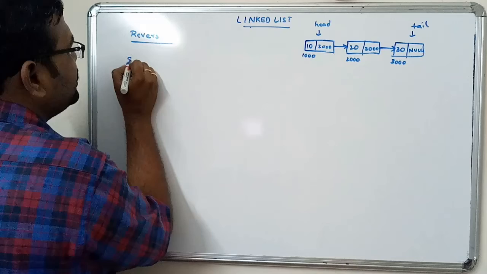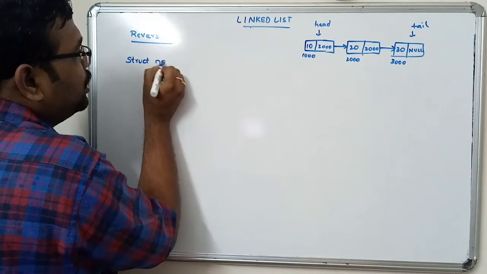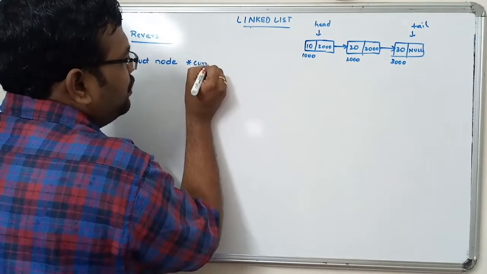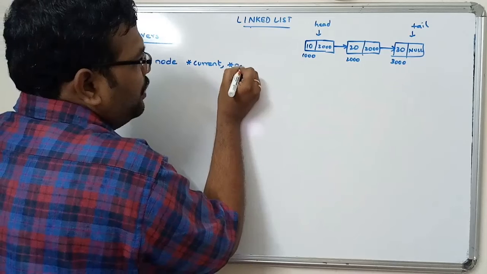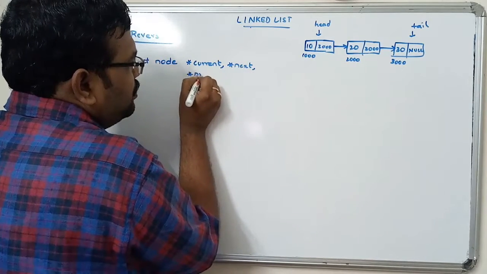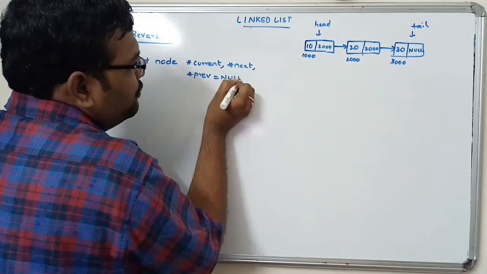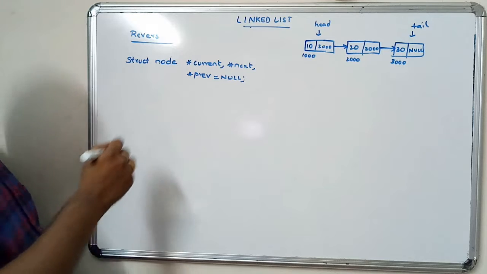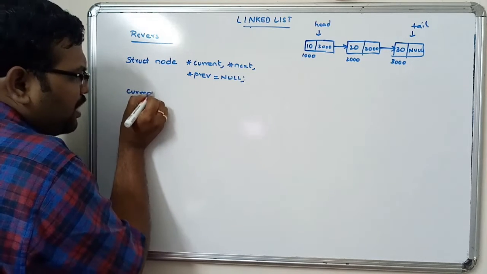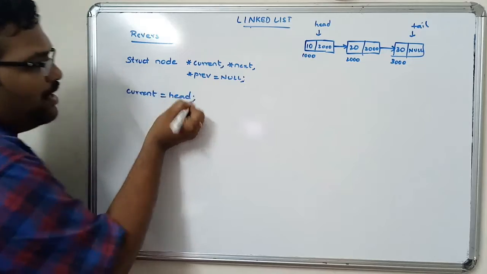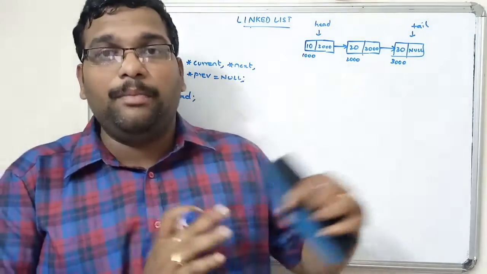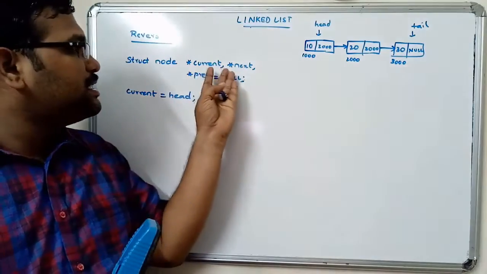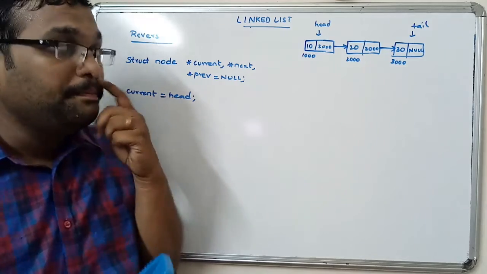Now, let us take the variables struct node. So we have declared a structure with a node, right? Struct node star current, next, previous is equal to null. So 3 nodes we have declared. Then current is equal to head. So assign current is equal to head, because we need to move from one element to another, and we can't move the head, so just assign the head to the current. Right.